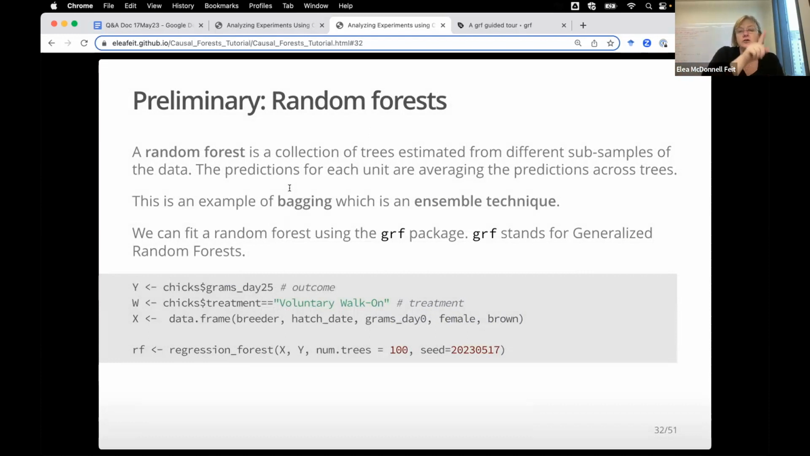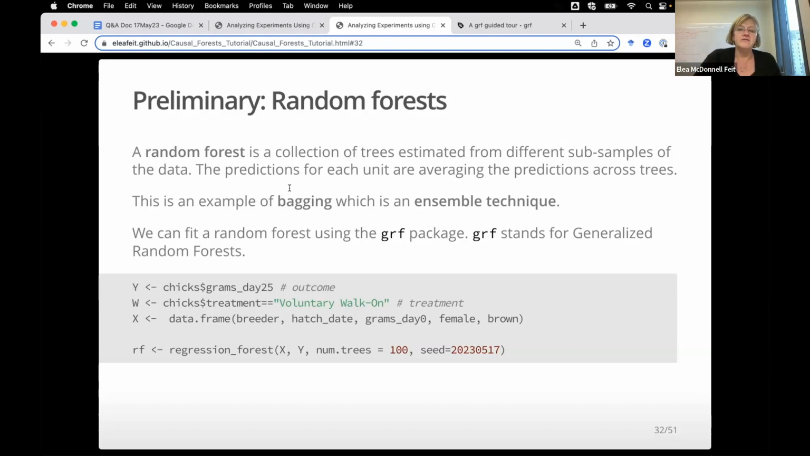For each tree, you have a prediction for each unit. So for each observation in your data, you can go down a tree and get a prediction for it. But now you have a forest, so you can get a prediction from each of the trees in the forest. And then you average those together, and that's your prediction for the unit. So that's what a random forest is. And it's an example of an ensemble technique that's called bagging. Bagging is when I build multiple models and then I average them together, and that gives me my prediction.